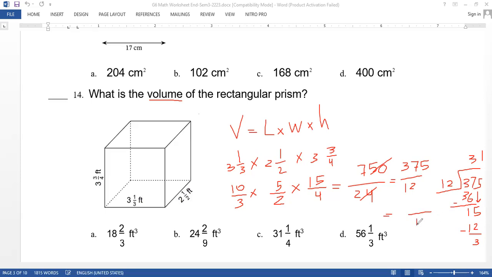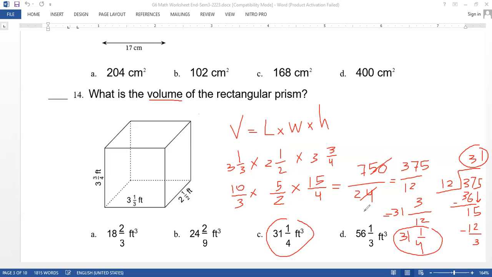I keep the denominator. Now the quotient I put as a whole number, 31, and here 3. After you simplify the fraction part by 3, 3 divided 3 is 1, 12 divided 3 is 4. So the final answer is 31 and 1 over 4. So the answer is C.